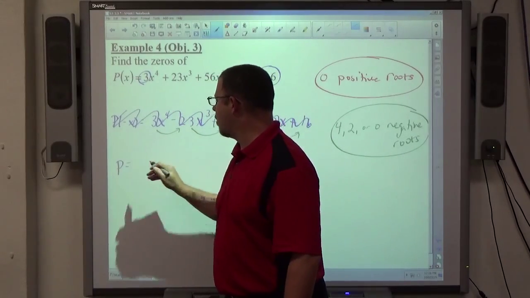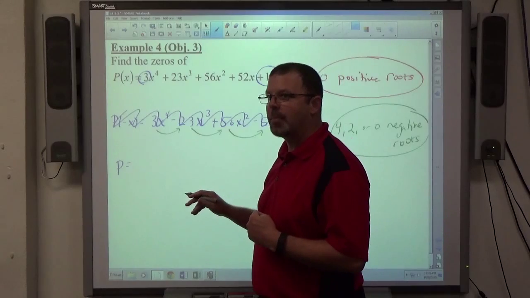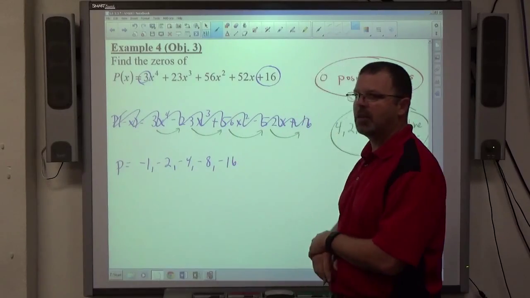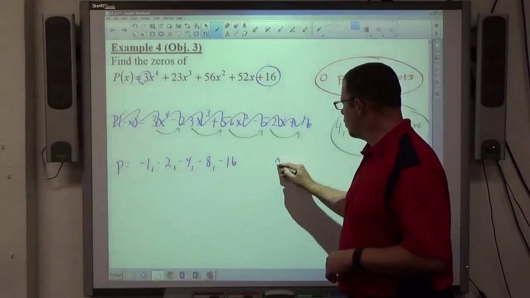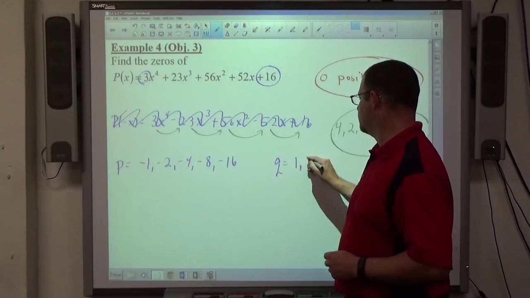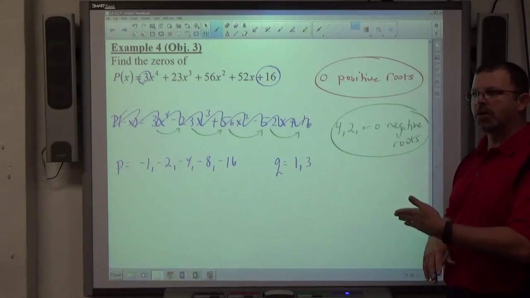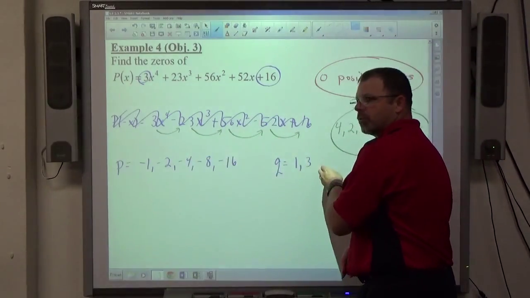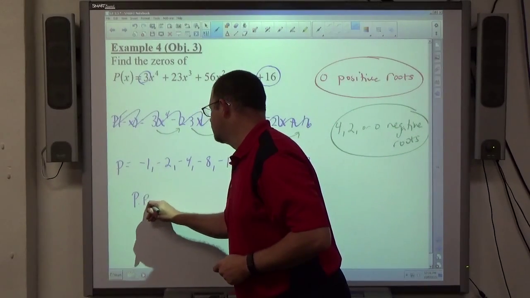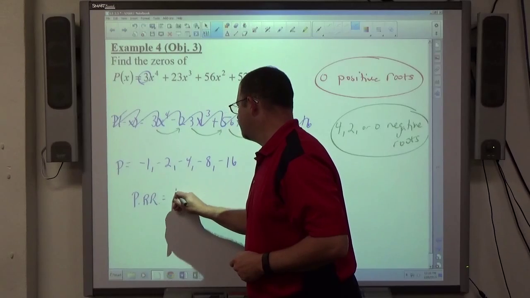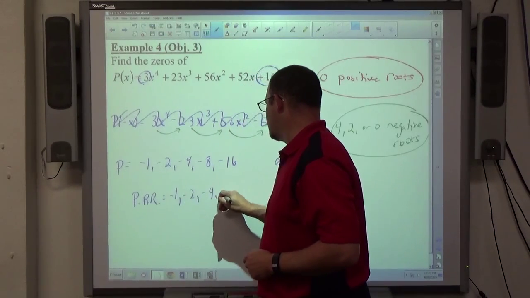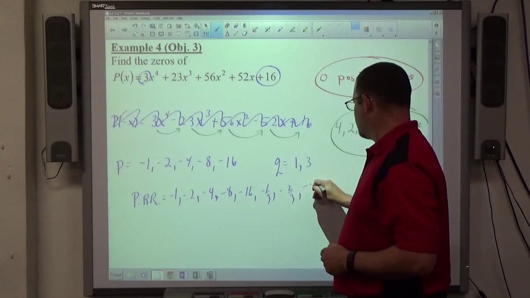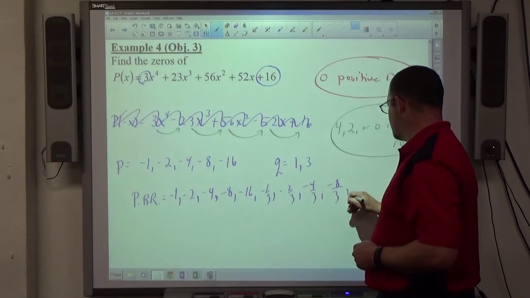So I know p is all the factors of 16. Again, only negative factors do I care about: negative 1, negative 2, negative 4, negative 8, negative 16. That's all the numbers divided evenly into 16. And q is all the numbers divided into 3, that'd be 1 and 3. So p over q is just every variation of p over q: these 5 numbers over 1, these 5 numbers over 3. So the possible rational roots here are going to be minus 1, minus 2, minus 4, minus 8, minus 16, minus 1/3, minus 2/3, minus 4/3, minus 8/3, and minus 16/3.